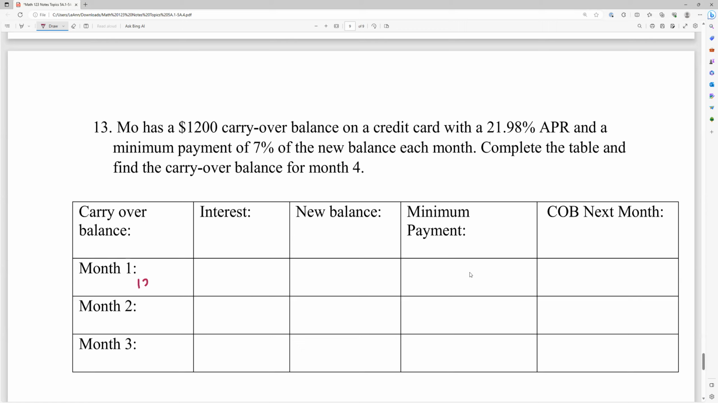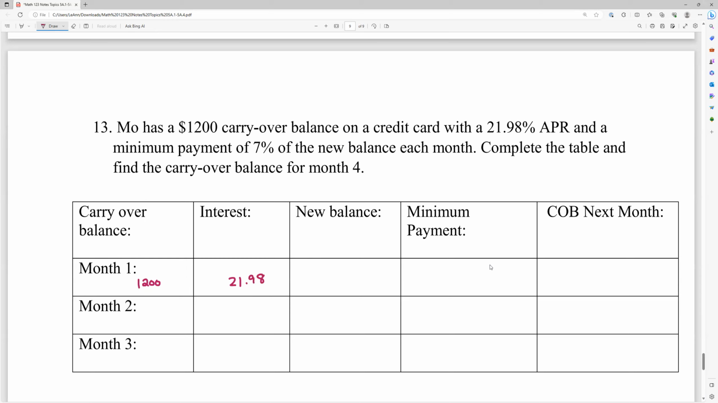So I'm going to show less work on this one and just show what you would be typing into Newton for your blanks. Just because the process is the same every single time, you're just doing the interest and then you're making a payment. So 1,200 times that percent as a decimal, which is 0.2198. Then we divide that by 12. That's 2198.